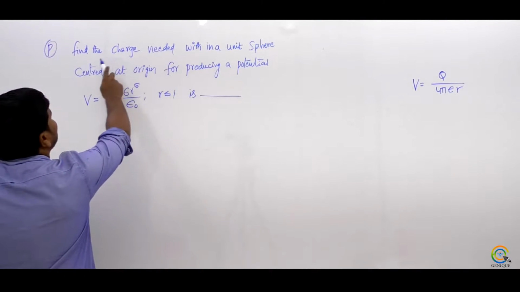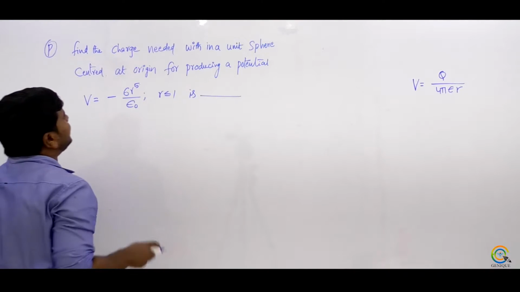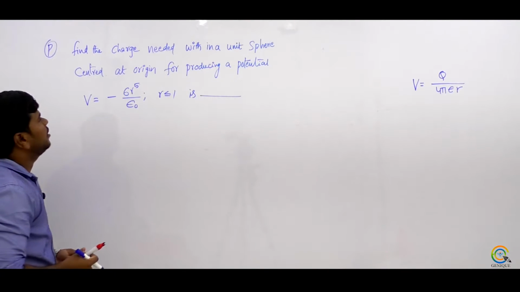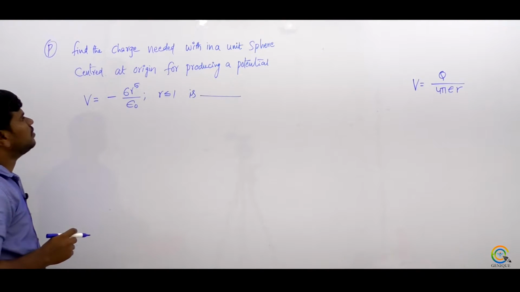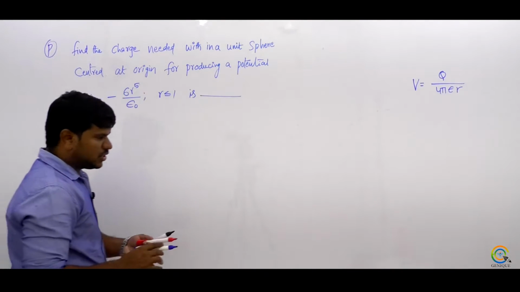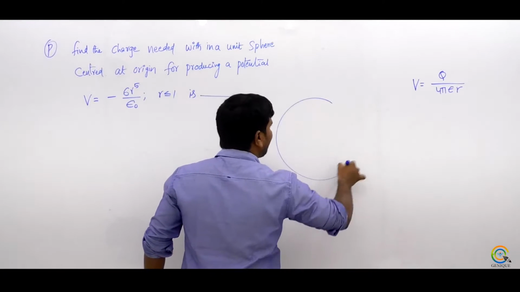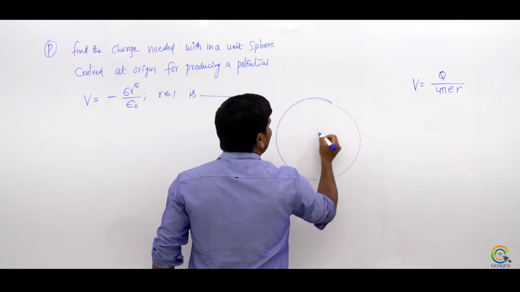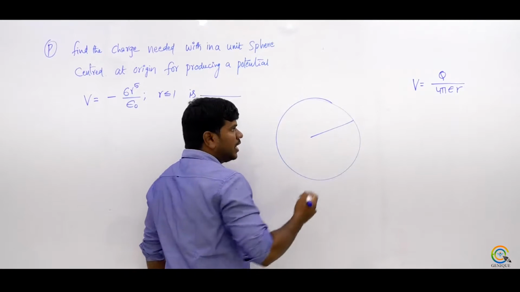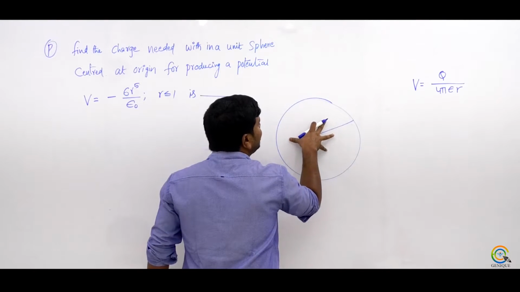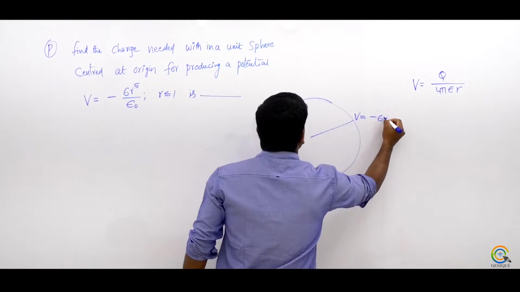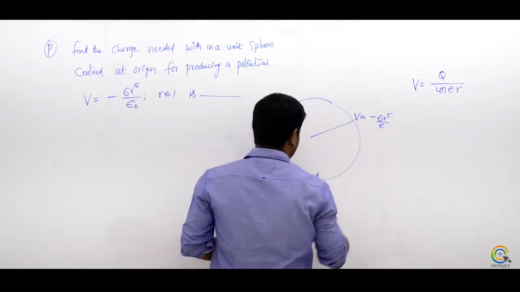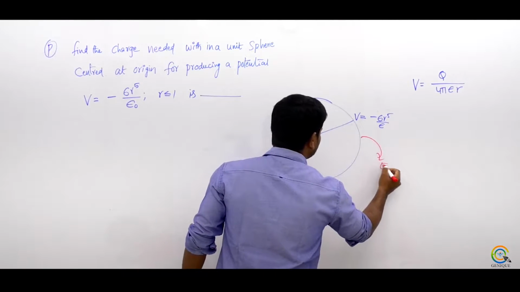Observe this. Find the charge needed within a unit sphere centered at the origin for producing a potential V equals minus 6 r power 5 divided by epsilon naught. If you take any sphere, it is producing a potential on the surface, V equals minus 6 r power 5 divided by epsilon naught. That means it is an equipotential surface.